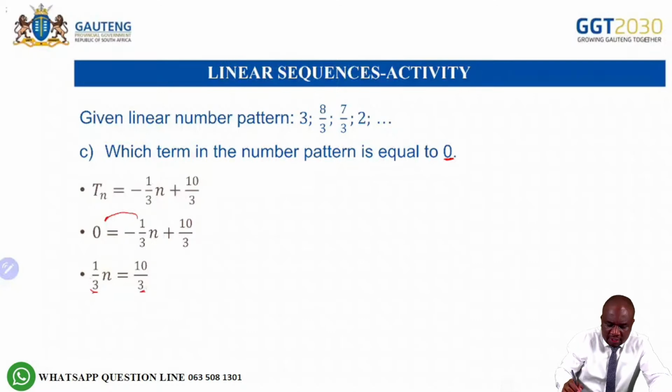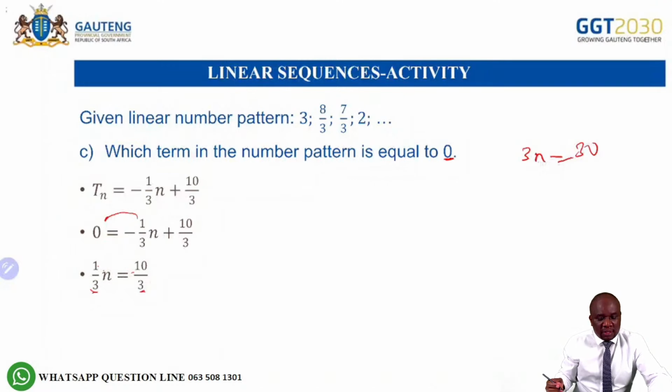But even if you want, you can cross multiply. 1n times 3, that is 3n, is equal to 10 times 3, that is 30. Then divide by 3 on both sides of the equation, you get 10. So n is equal to 10, meaning that 0 is term number 10. Okay? Right, 1 minute. You write your corrections, then we move on after that.